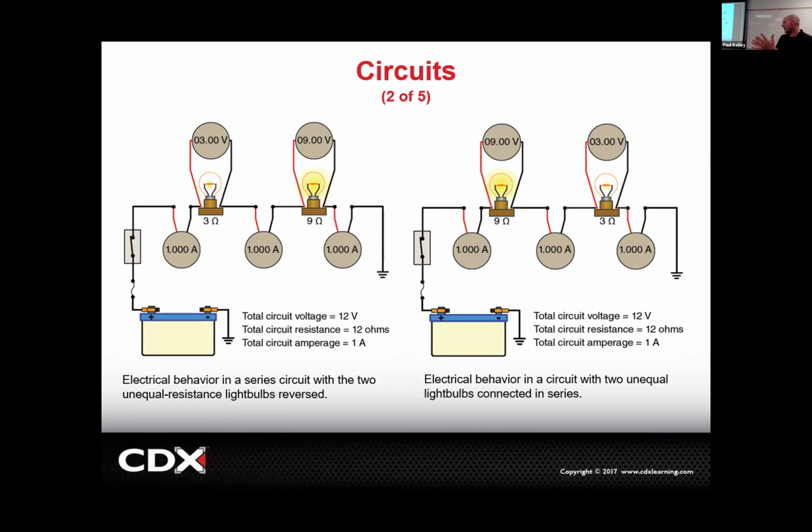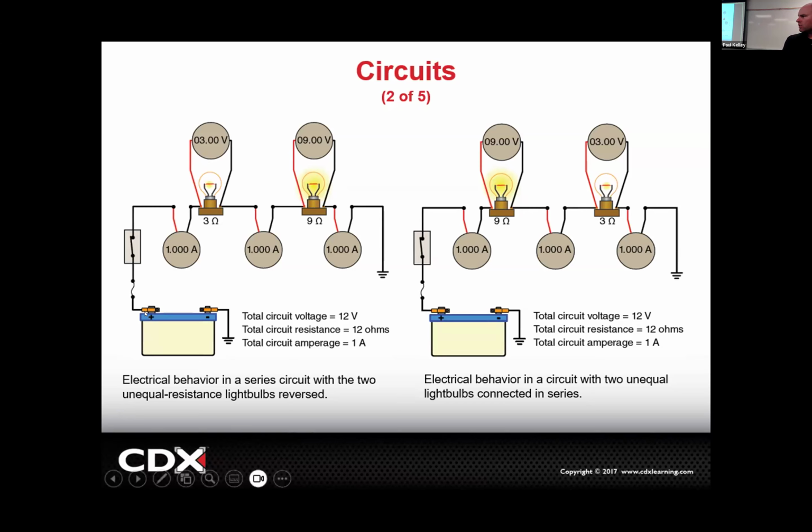Because it's only one path, it's going to be the same everywhere. So the amps are the same, but you'll notice the volts were not the same. And this is where it can start to get just a bit confusing. So the reason why, I'm going to explain it a couple ways.